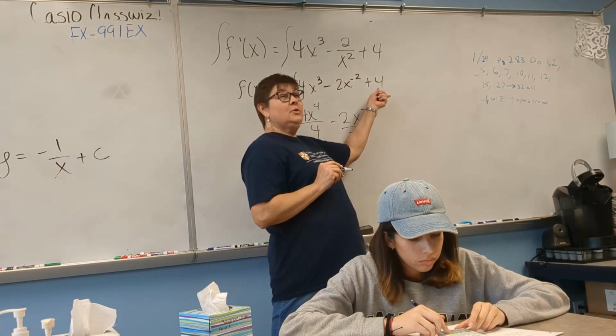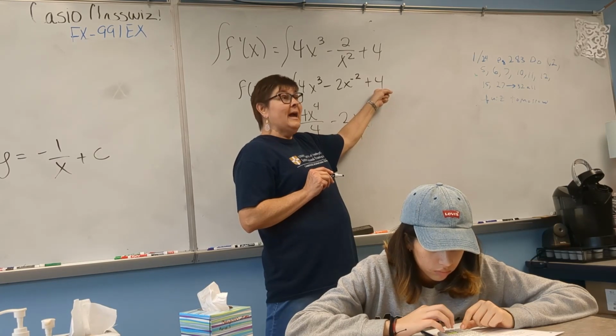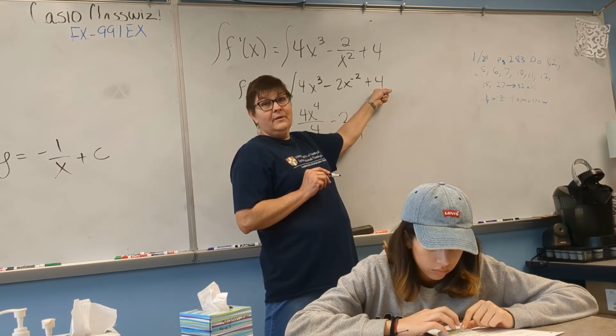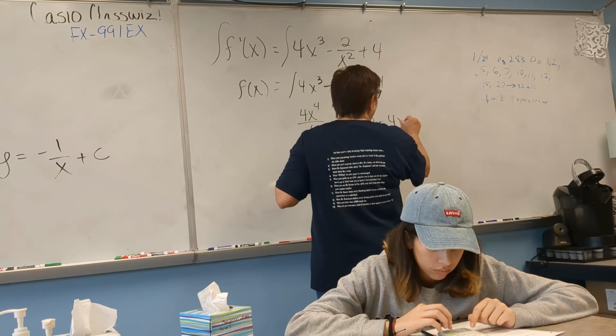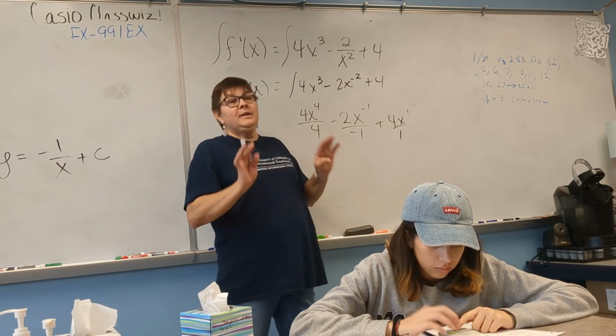And here's the new guy. How many x's are up here? And if I add 1 whole to it, I get one of them, right? So this is 4x to the 1 over 1, basically. Do I have to put the ones? No. I just want you to see it.